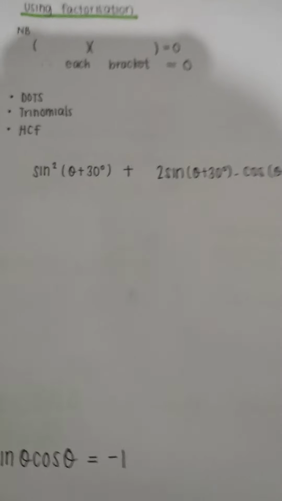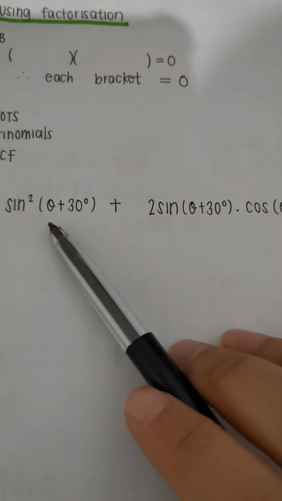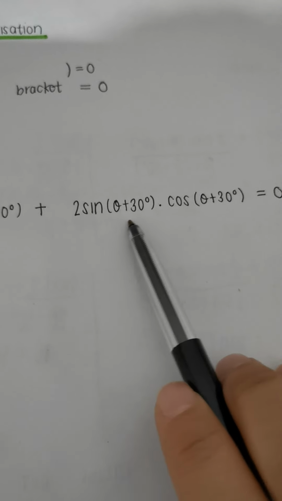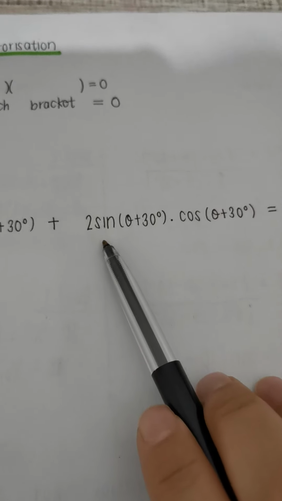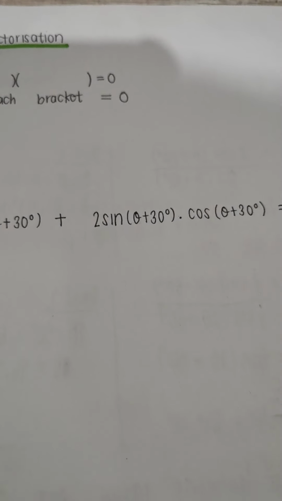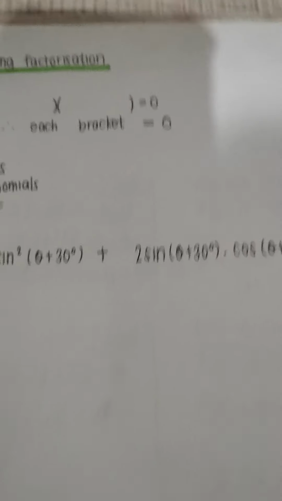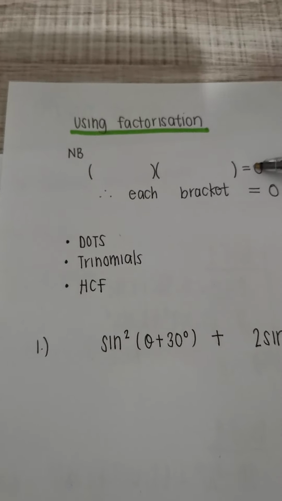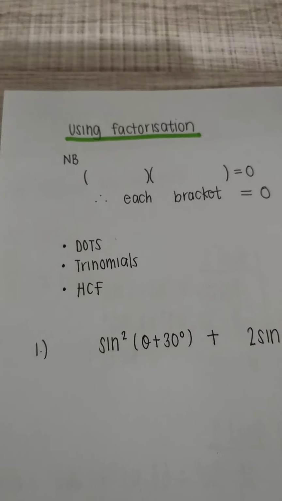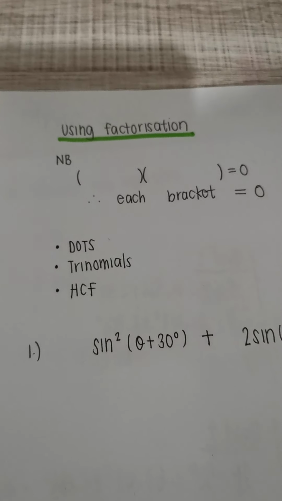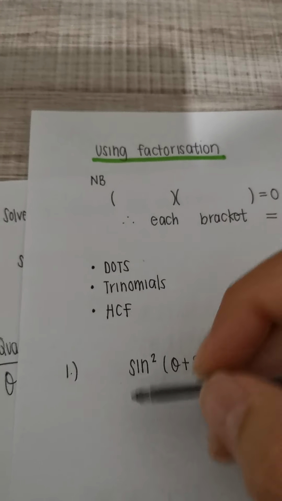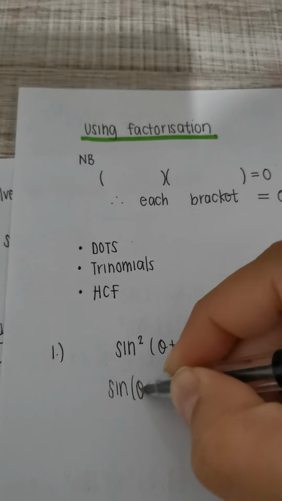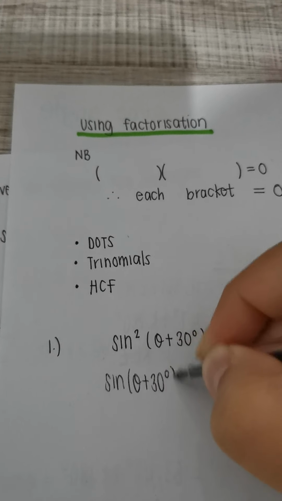Right, first question over here. Can you notice that the sine theta plus 30 degrees is repeated here? So this is a case where we're going to be taking out the highest common factor. Oh, I forgot to mention something, but everyone knows this. When we have two brackets next to each other equal to zero, each bracket is equal to zero. This only applies for zero, nothing else. Okay, anyway, take out the highest common factor of sine theta plus 30 degrees.